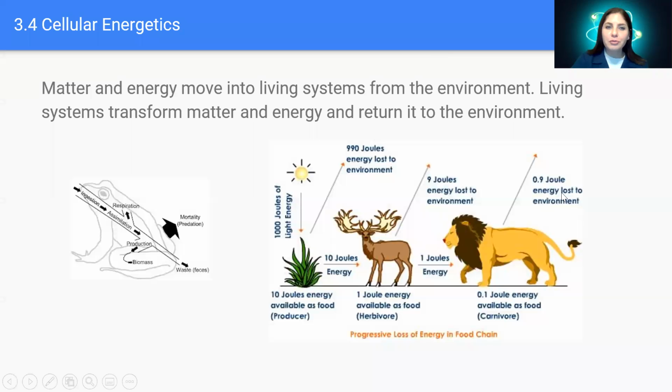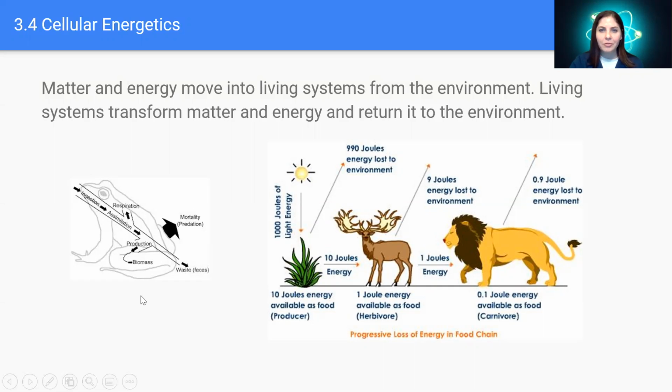So matter and energy move into living systems from the environment, and living systems transform matter and energy and return it to the environment. So take Mr. Frog, for example. He ingests food. Maybe he ate a fly or a mosquito. So after he ingests that food, he uses that energy, or she, might be a female frog, for respiration. They use it for production to increase their biomass. They use it or lose it through waste, and then mortality or predation. And in this sense, some of that energy would be transferred on to whatever organism decided to eat the frog.